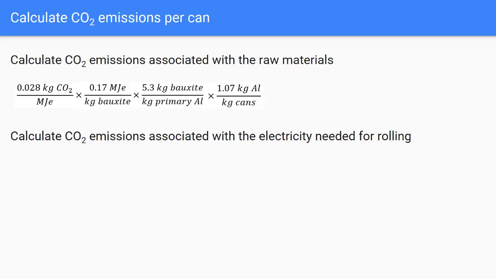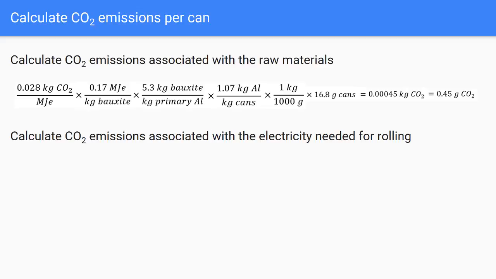Multiply this by 1.07 kilograms of aluminum per kilogram of can, and then convert the units by multiplying by 1 kilogram per 1,000 grams. And then multiply this by 16.8 grams per can. This results in a value of 0.0045 kilograms of CO2, which in more practical units is 0.45 grams of CO2.